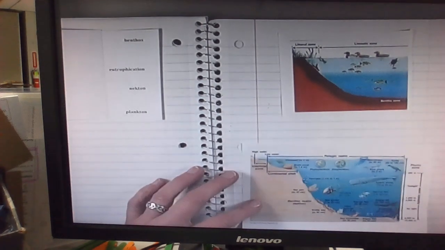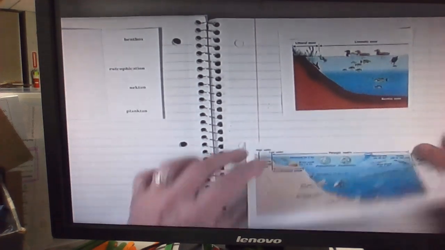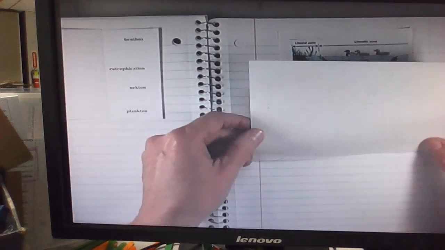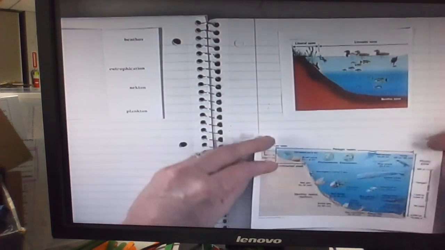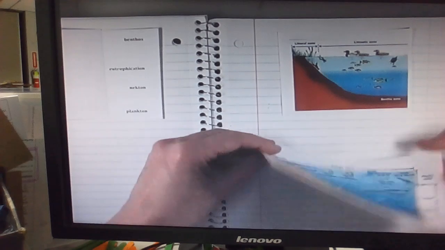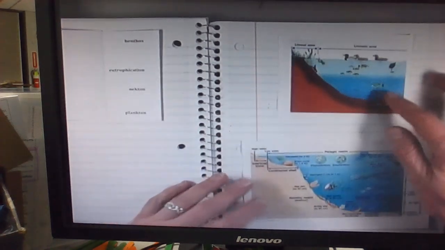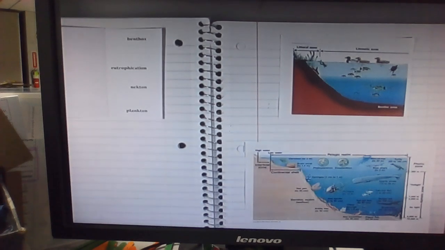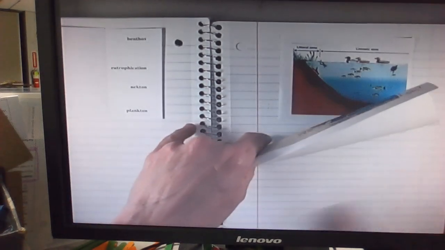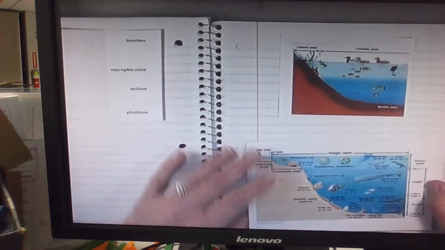The larger aquatic ecosystem picture goes on the bottom. Once again, we're going to add some information underneath it, so make sure you tape it in so that we can get to the notebook page underneath. Those are the only 2 pictures that are going to be on that page. We just need to be able to get to the notebook page underneath it.